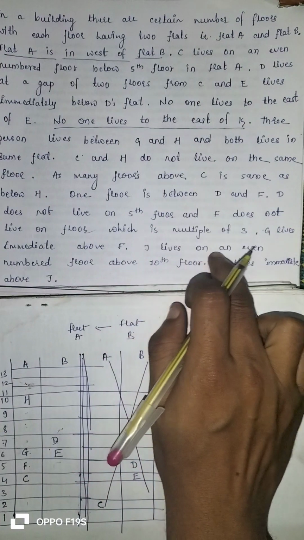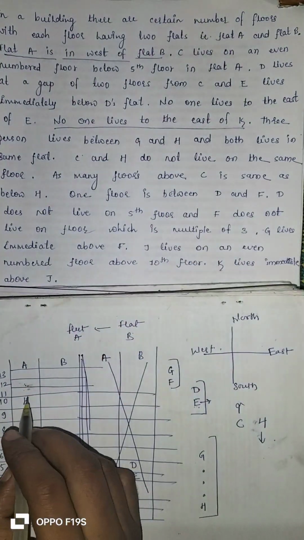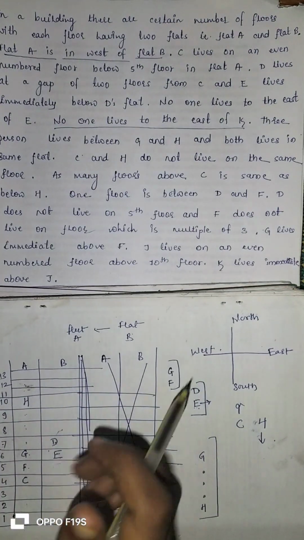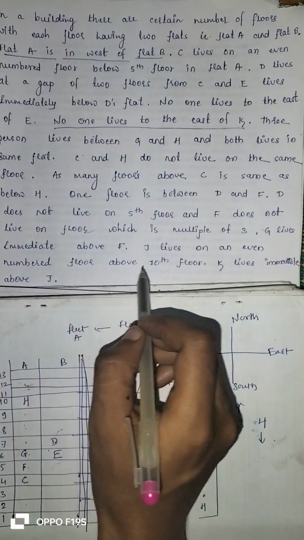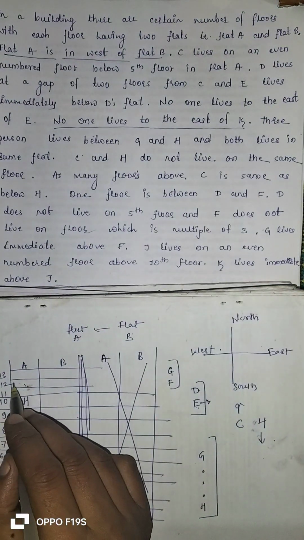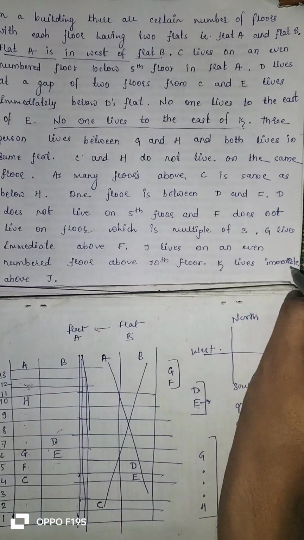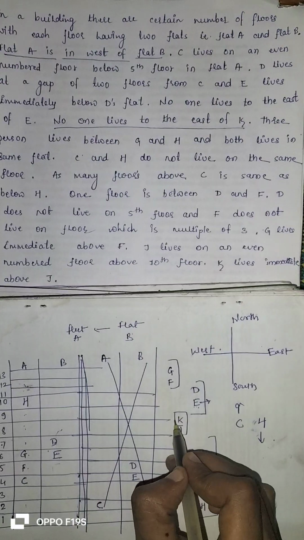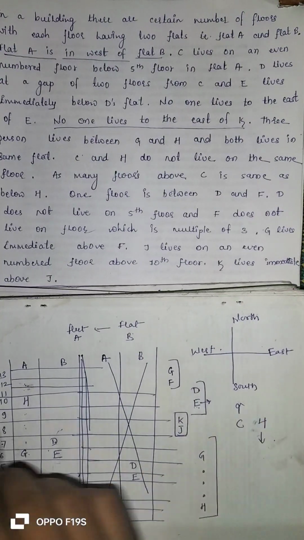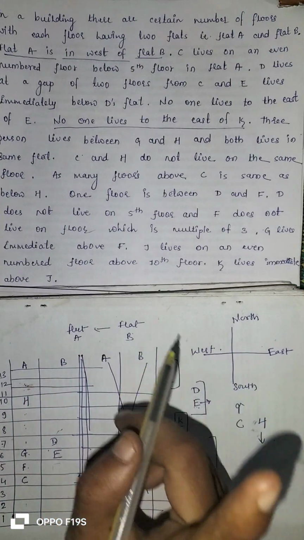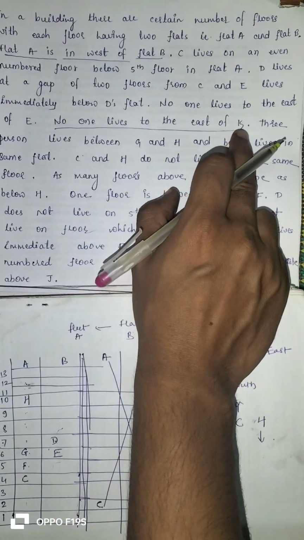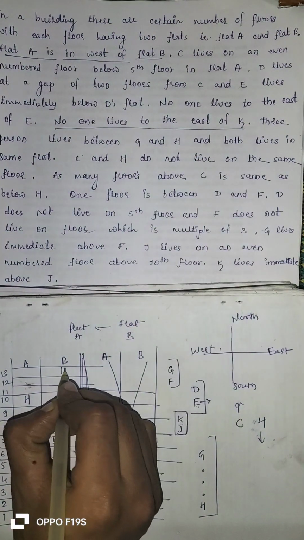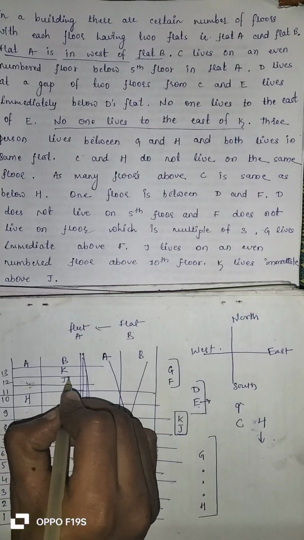Okay, J lives on an even numbered floor above the 10th floor. So in this building there are 13 floors now, that is fixed now. That means J is living on the 12th floor, and K lives immediately above J. They both are on the same floor. And we have missed one condition, that no one lives to the east of K. That means K is living in flat B. So K will come here and J will automatically come here.